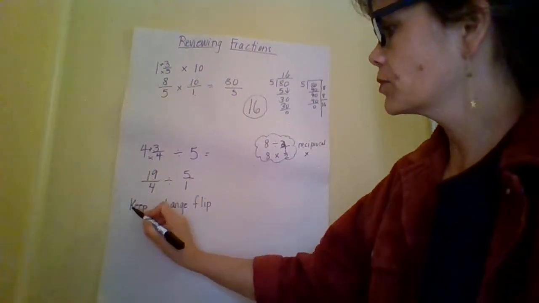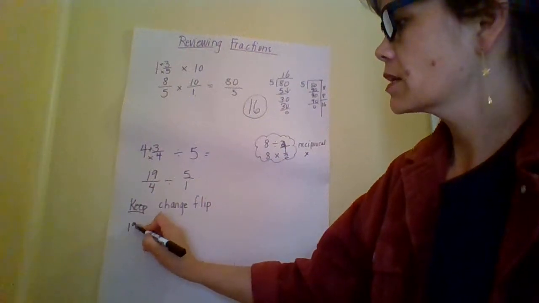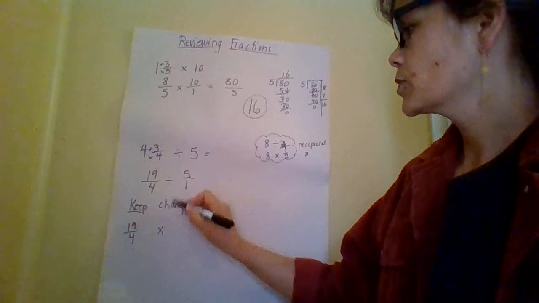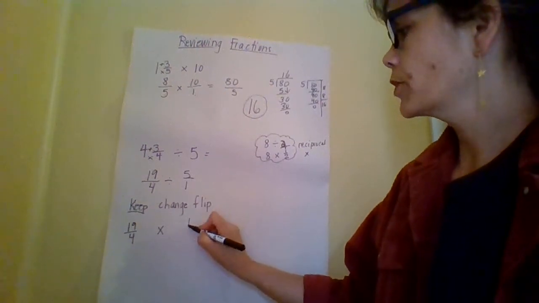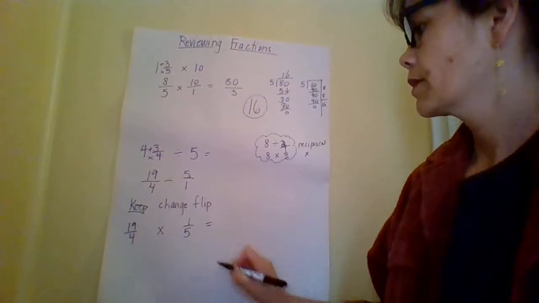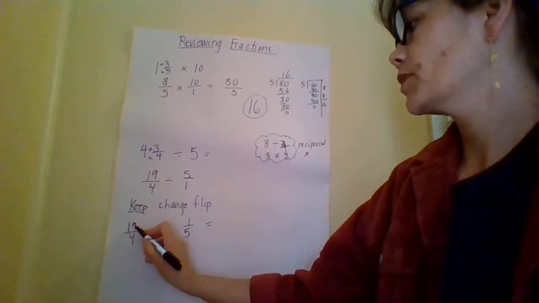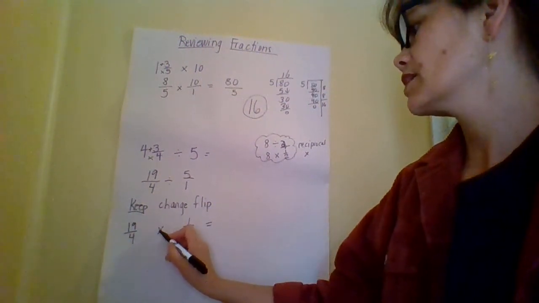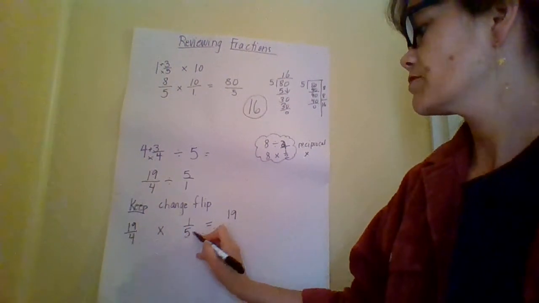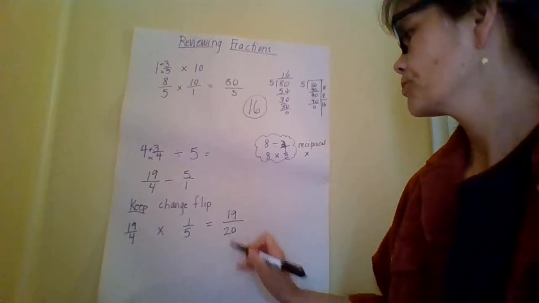So we are going to keep 19 fourths. We are going to change to a multiplication problem, and we are going to take the reciprocal by flipping. And here, now we can just multiply. 19 times 1 is 19. 4 times 5 is 20.